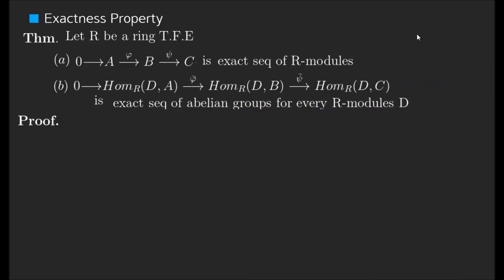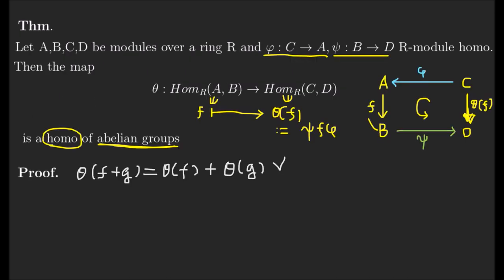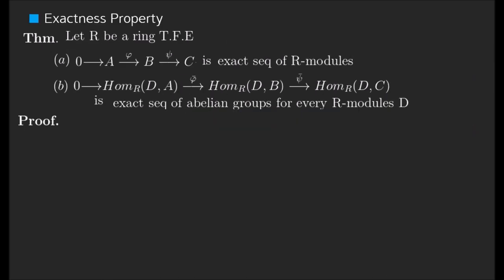Now let's see the exactness property with the Hom set. In the previous slide we showed that these maps are homomorphisms of abelian groups. Using the theorem, we can construct an exact sequence. The underlying theorem I want to say is the split exact property, which is related to Hom. So this is our stepping stone to prove the split exact property.